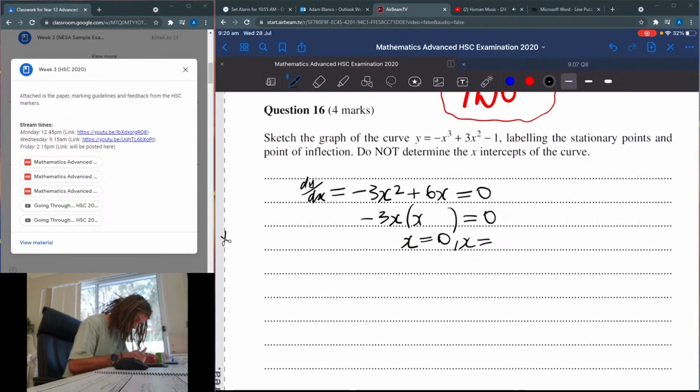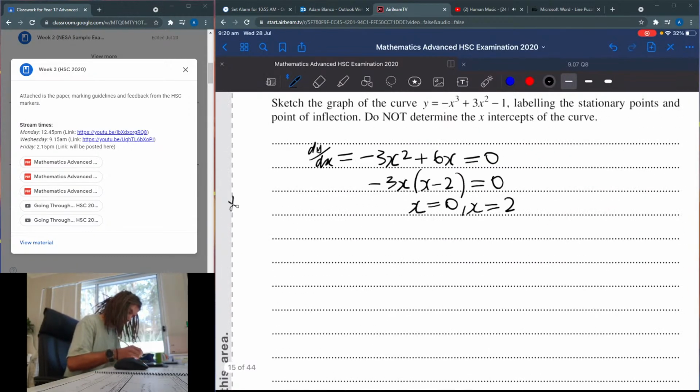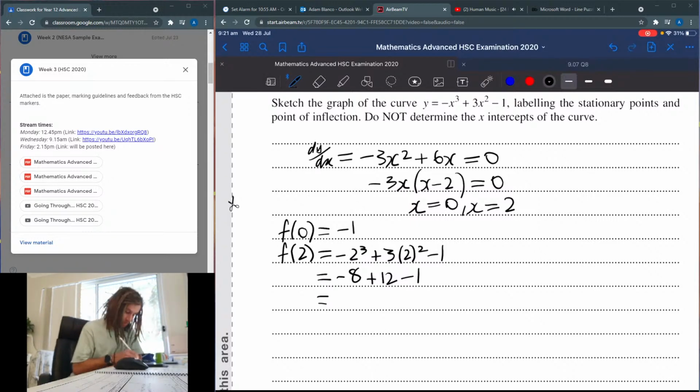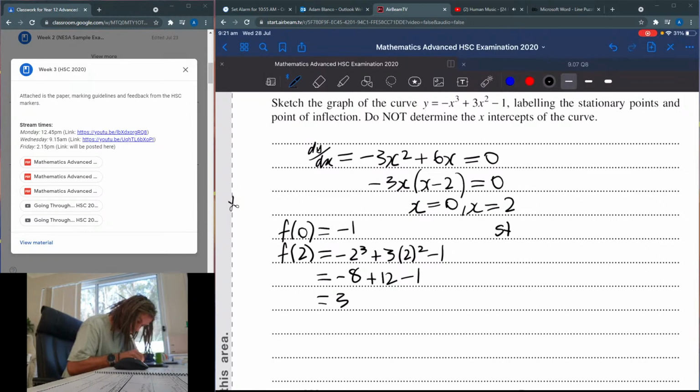Good start. Can't factorize. X equals 2. So I'm just chucking 0 and 2 into the original function. Minus 2 cubed plus 3 times 2 squared minus 1. So minus 8 plus 12 minus 1. 4 minus 1, 3. That was lucky.